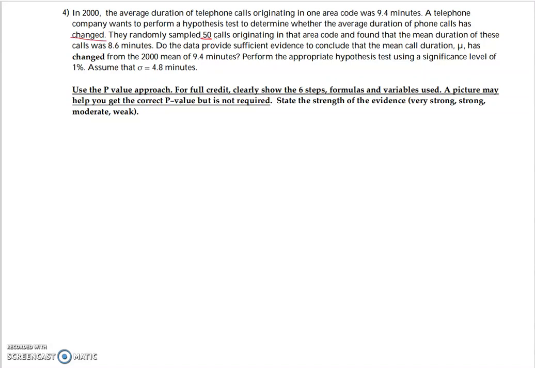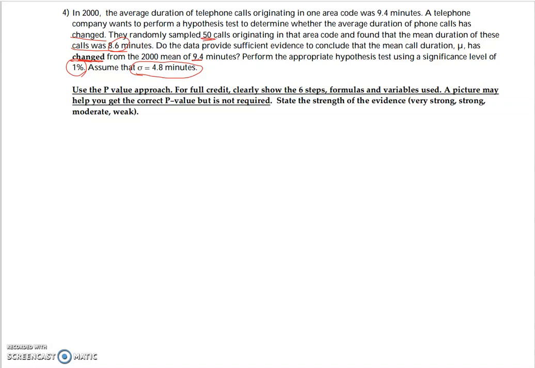They randomly sampled 50 calls originating in that area code and found that the mean duration of these calls was 8.6 minutes. Do the data provide sufficient evidence to conclude that the mean call duration has actually changed from the 9.4 minutes in 2000? Perform the appropriate hypothesis test using a significance level of 1% and assume that sigma, or the population standard deviation, is 4.8 minutes.